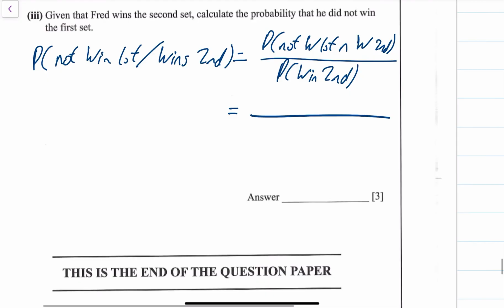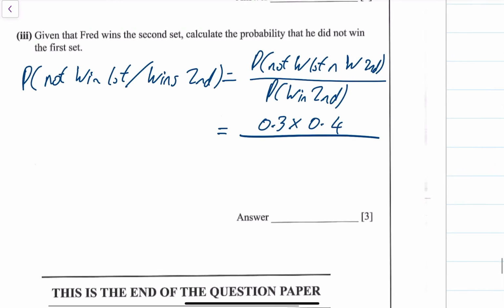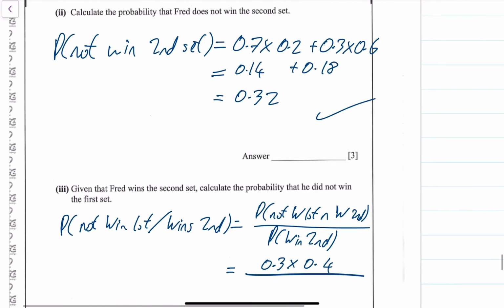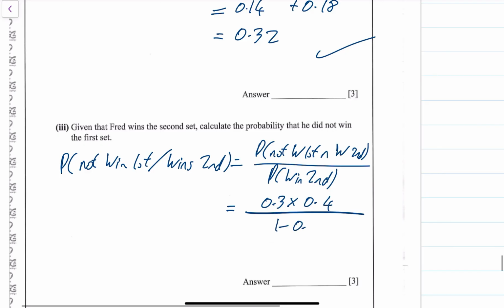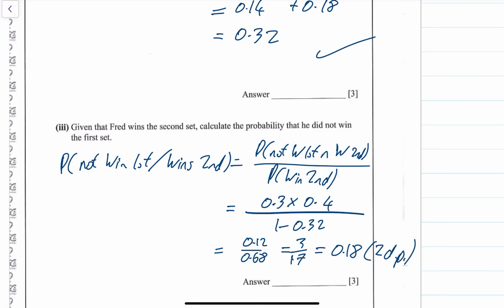So that's going to be, here is going to be 0.3 times 0.4. And the next bit is he wins the second. Now what you've done here is up above is not wins the second. So you could just do this as 1 minus 0.32. And then again, whatever that works out to be, that's 0.12 divided by 0.68. Put that in your calculator, you get 3/17, which is 0.18 to 2 decimal places.